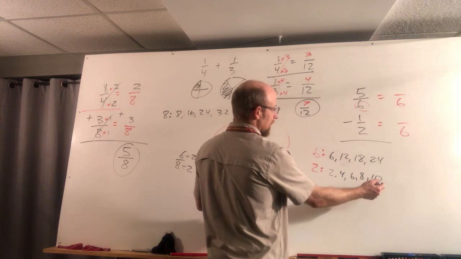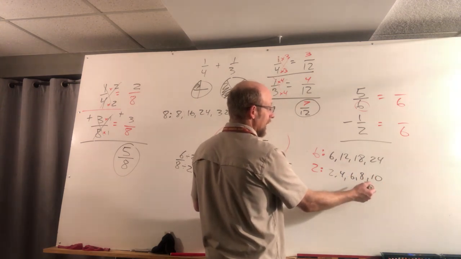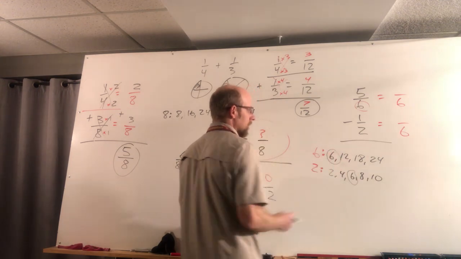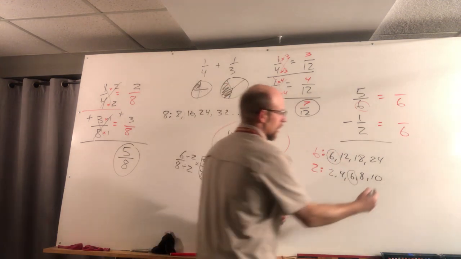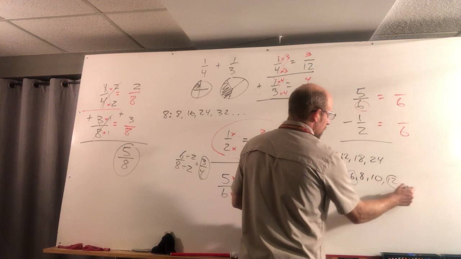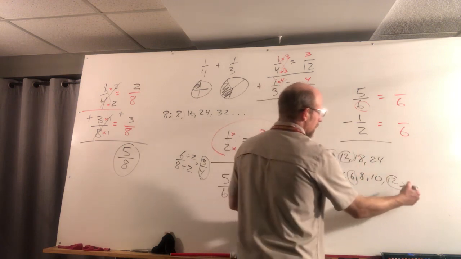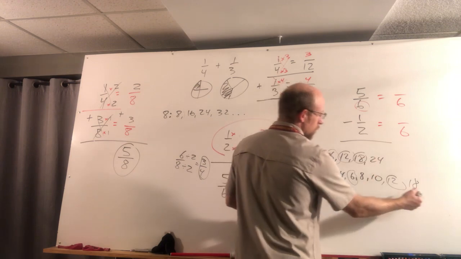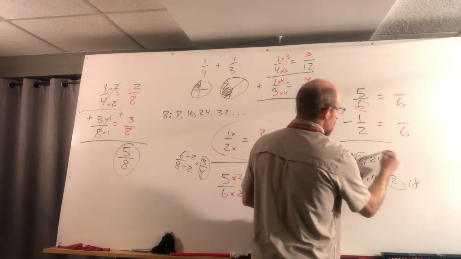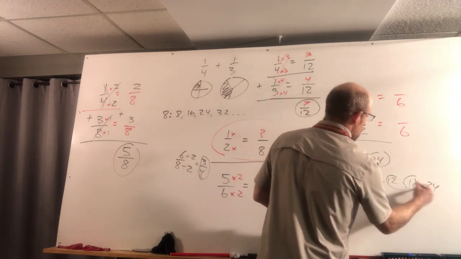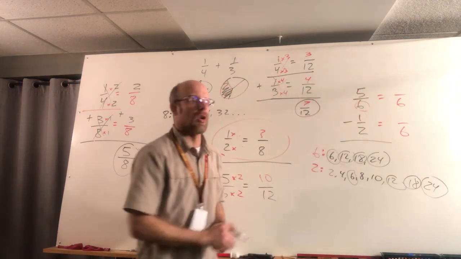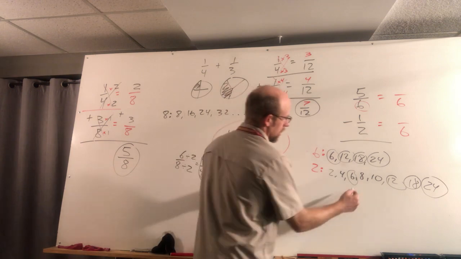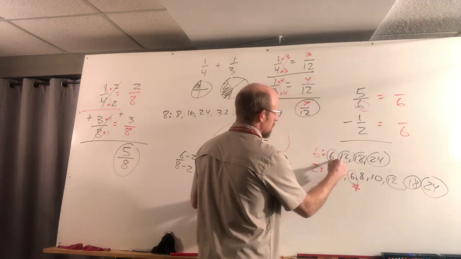So do they both have a 10? No. Do they both have an 8? No. Do they both have a 6? Yes, they both have a 6, okay? Now if I kept going, 12, yep, they both have a 12, and I kept going, 14, 16, 18, they both have an 18, and 20, 22, 24, they both have a 24. Okay, they got a lot of common multiples, but you want the lowest one, okay? Which in this case would be the 6, okay?